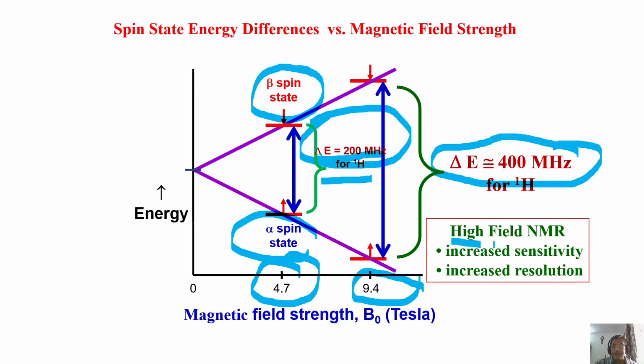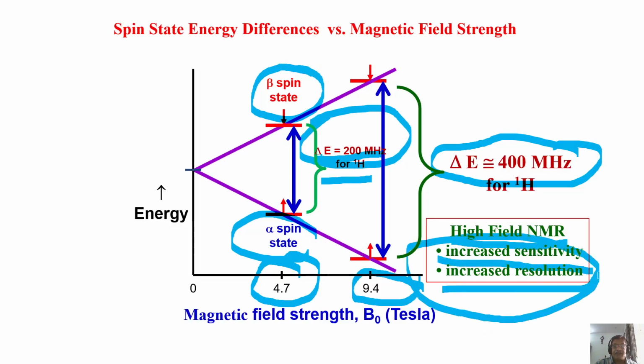Higher the magnetic field, we have better resolution and increased sensitivity. We will talk more about resolution and sensitivity as we go ahead. But this point has to be clear for you. Higher the magnetic field, higher the resolution and higher the sensitivity.